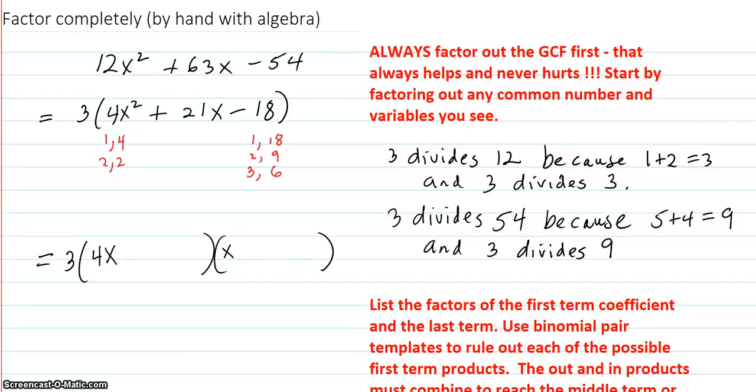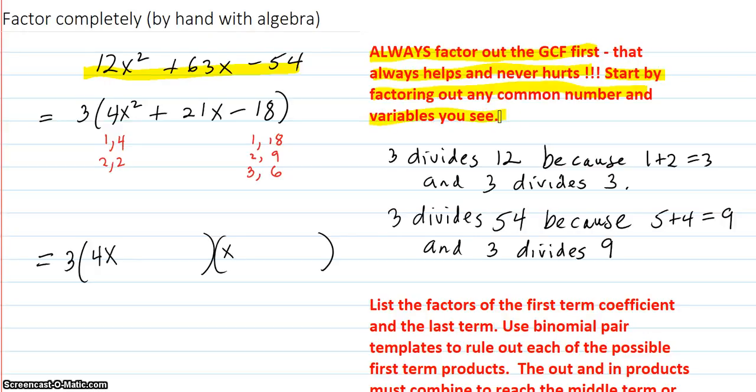Factor completely by hand with algebra. So here is your expression. And the first thing you always do with a factoring problem is factor out the greatest common factor first. That always helps and never hurts. Start by factoring out any common number and variables you see.